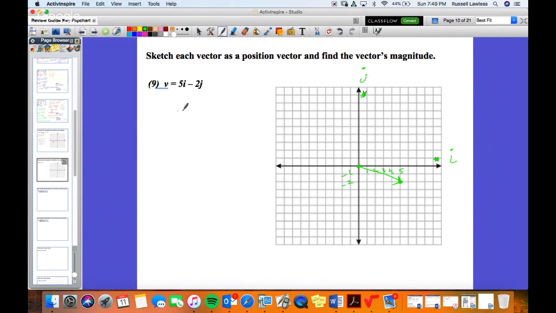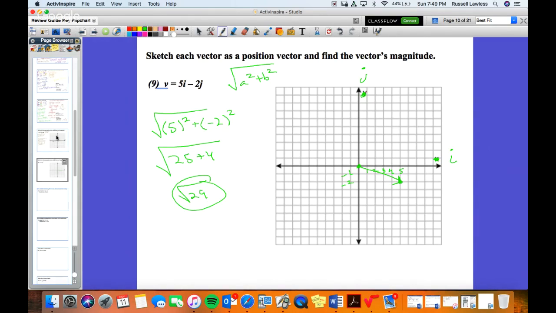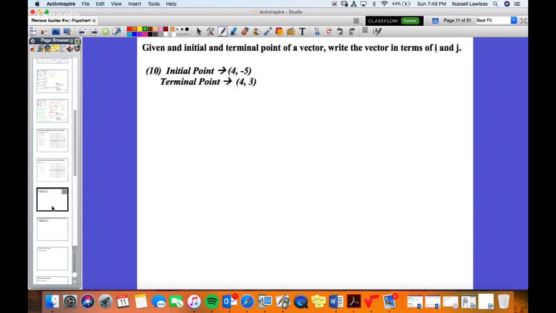And so we're going to use that formula of a squared plus b squared, and we'll get the square root of 5 squared plus -2 squared, which will give us 25 plus 4, which is the square root of 29. So that is for sketching the vector and finding the magnitude.